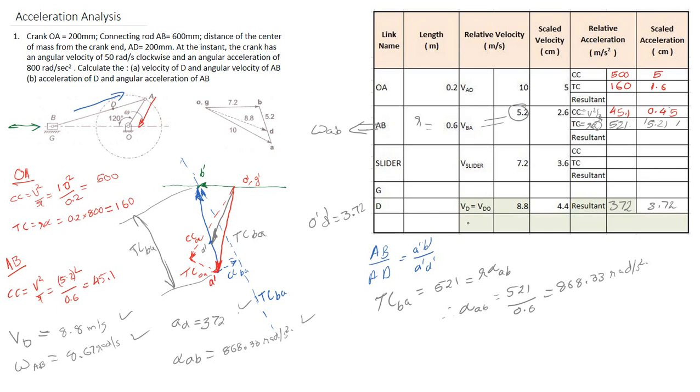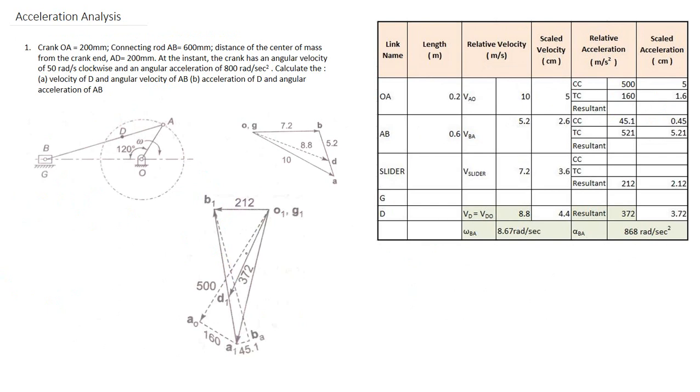I will explain once again how to draw the acceleration diagram. First of all, mark the fixed points, then draw the centripetal component. This is your first vector, the first centripetal component. Then draw the tangential component, and then draw the resultant vector. So this is your resultant vector O1 A1. From the point A1 you have to draw the centripetal component of the link AB. Next you draw this vector.